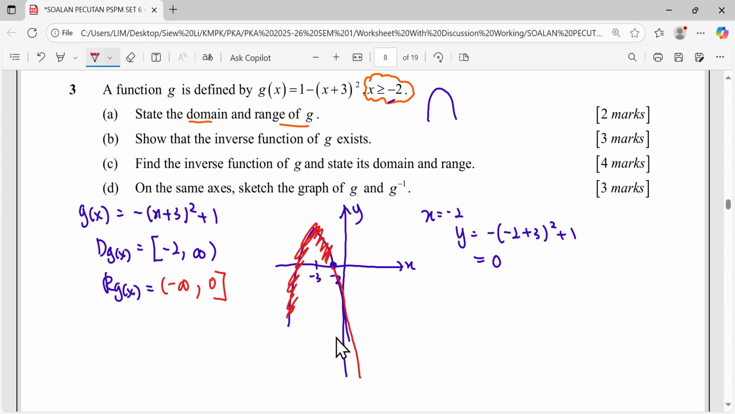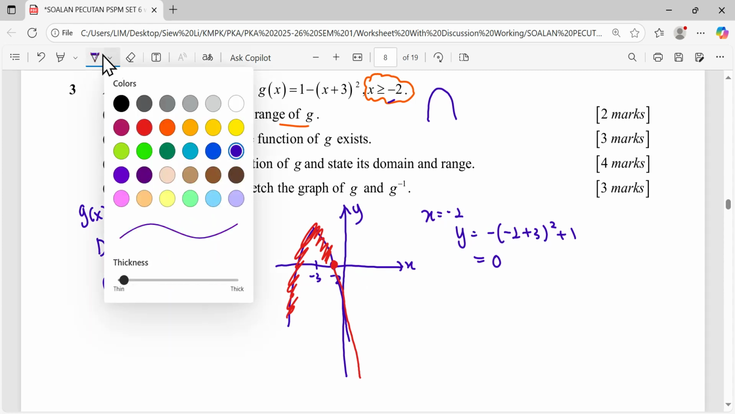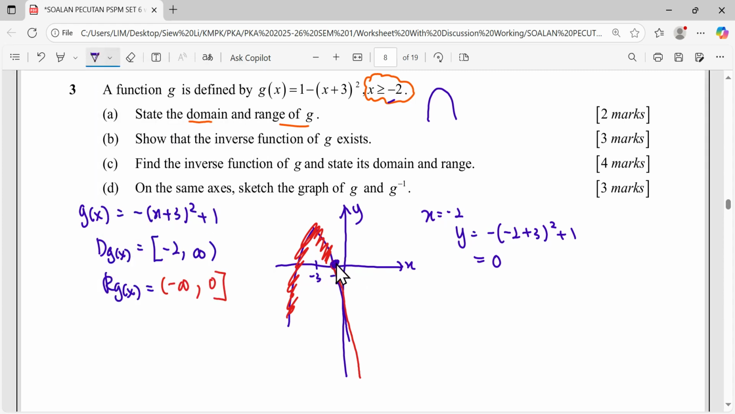Faham? Range tengok daripada bawah sampai pada maksimum. Maksimum dia dekat koordinat sini, included. When you have equal mean this is included. Since your x is included, so your y coordinate sini pun included.